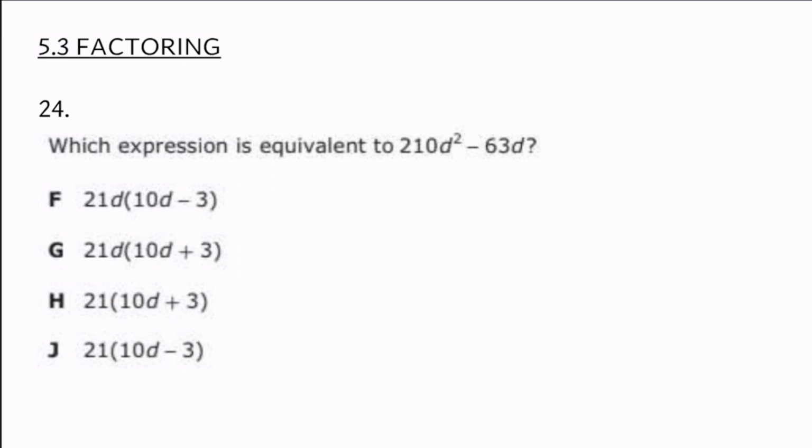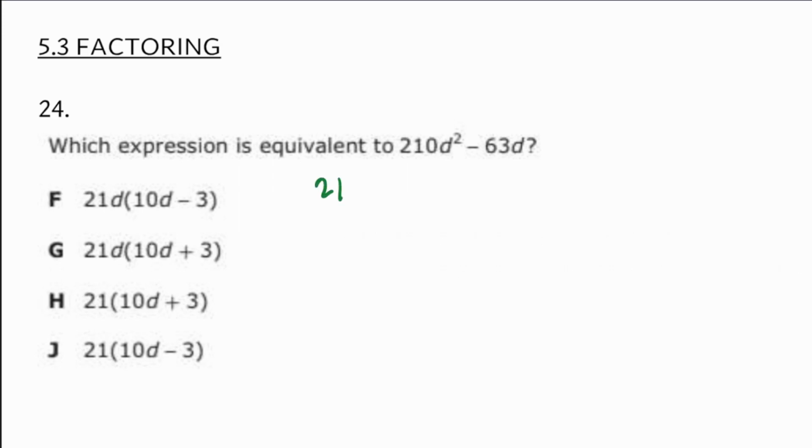Alright, now let's move on and do some factoring. So which of these expressions is equivalent to 210d squared minus 63d? Okay, so I know that 21 is divisible by 7, and so is 63, because 7 times 9 is 63. But 21 divides 63, doesn't it? Yeah, because 21 times 3 is 63. So I'm going to factor out 21, looks like.